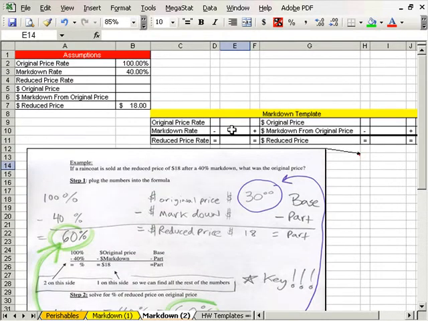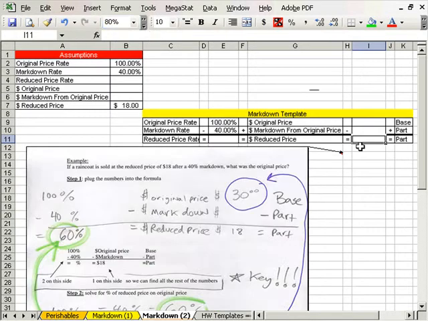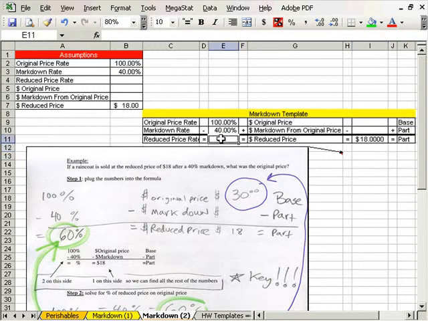Let's go ahead and see if we can do this in Excel. Original price rate, base is always 100%. The markdown rate is 40%. The other thing they gave us was the reduced price. I need to reduce this zoom again to 80. So our reduced price is going to be 18. Let's go ahead and subtract, so it's equals 100% minus 40%. Enter. We have our 60.